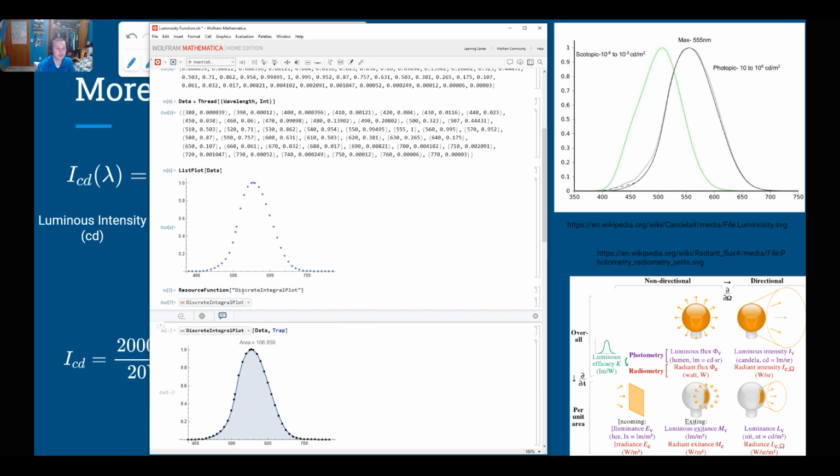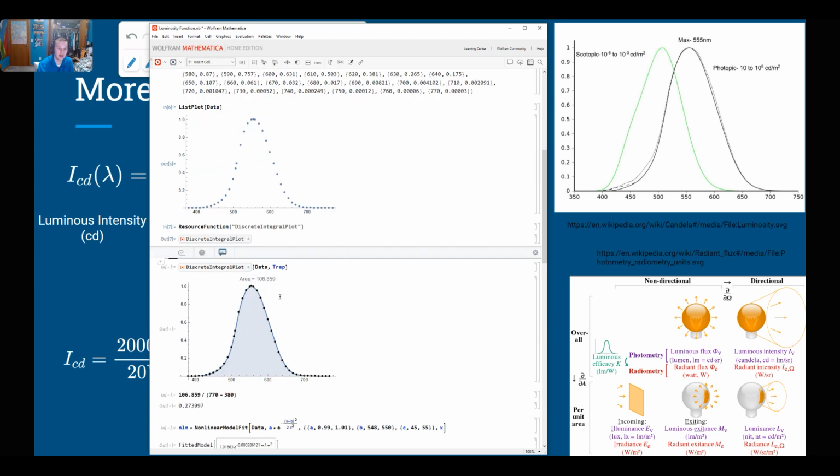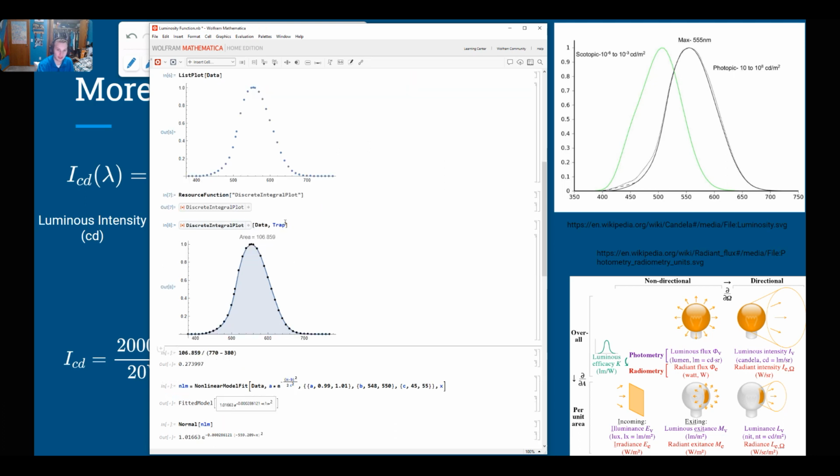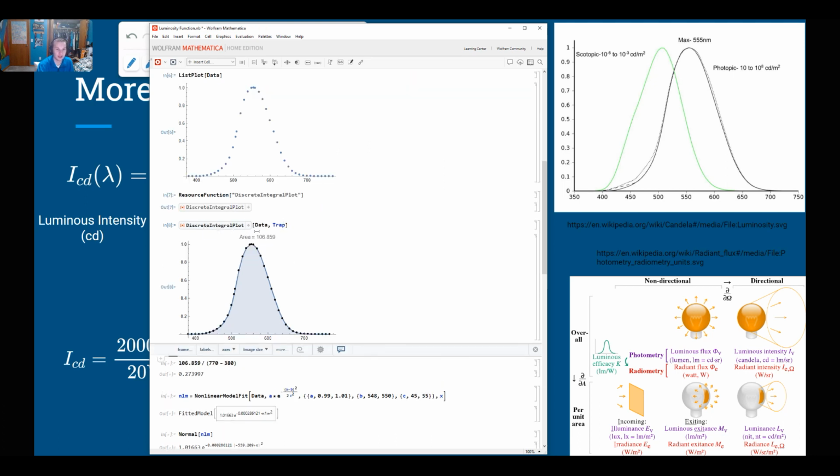So this is a resource function here. Mathematica has a very good documentation system, and you can go online and look up functions. What I wanted to find out is the average value of this function. What this is doing here is running the function, and it's going to make a Riemann sum.